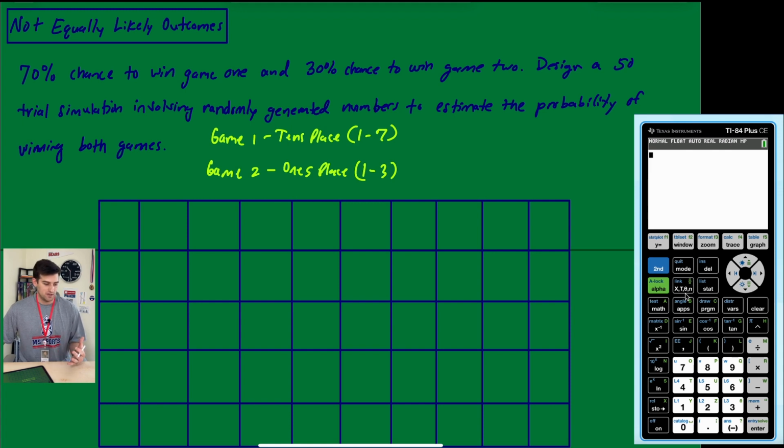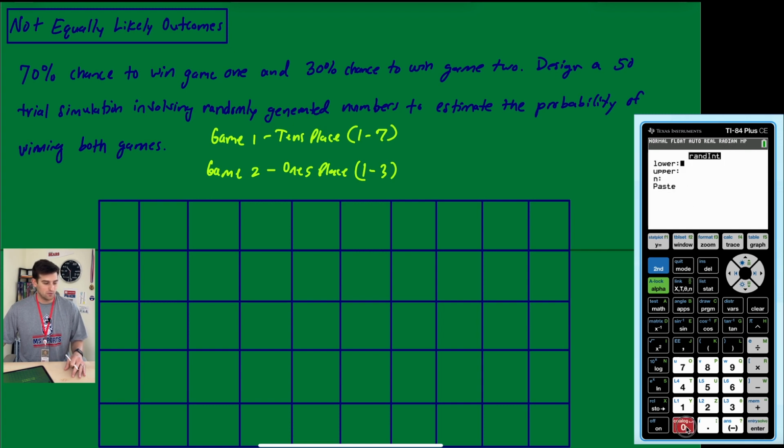Okay, so now let's look at the calculator, and I'm going to show you how we can use it to randomly generate some numbers. If we click on this math button right here, and go over to where it says prob, which stands for probability, and go down to number 5 where it says randInt, that stands for random integers. Let's hit enter there.